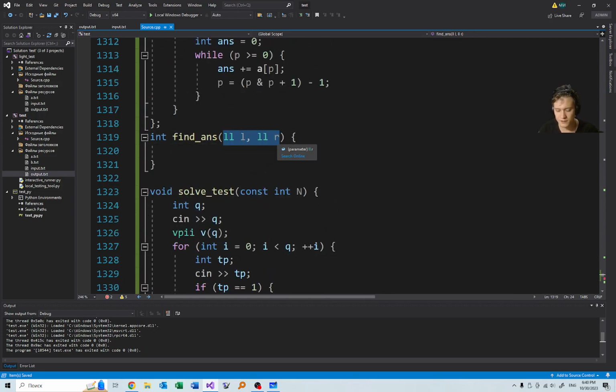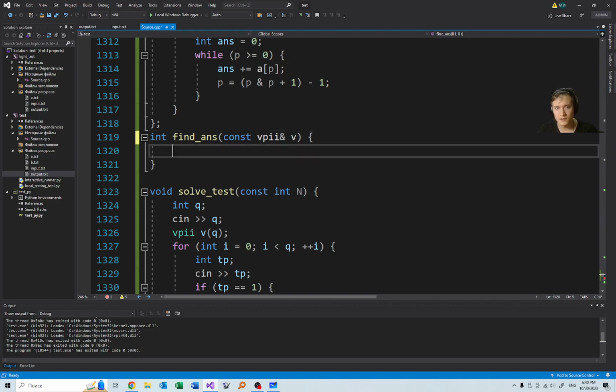So how do we find that? First of all, we need to construct our tree somehow. To construct our tree, we would like to firstly have some structure, like vector of vectors G. Initially, we have only a root.